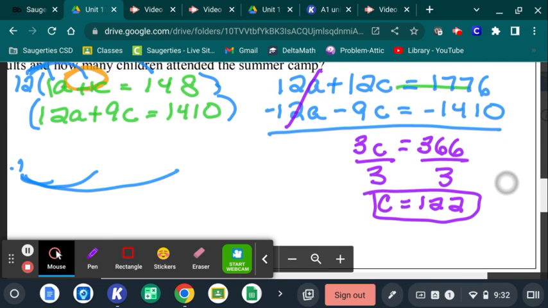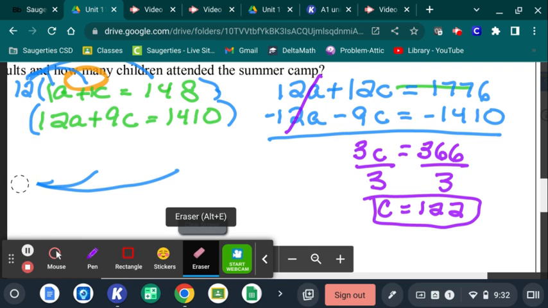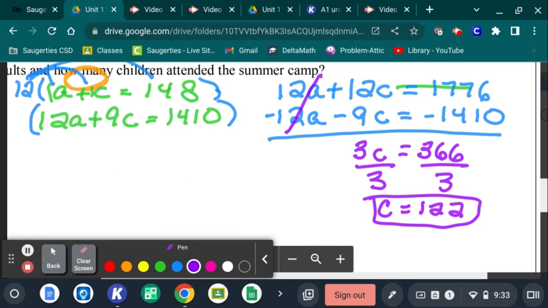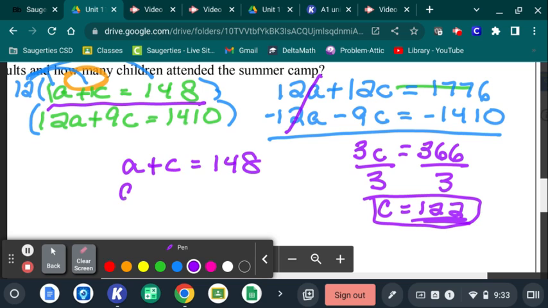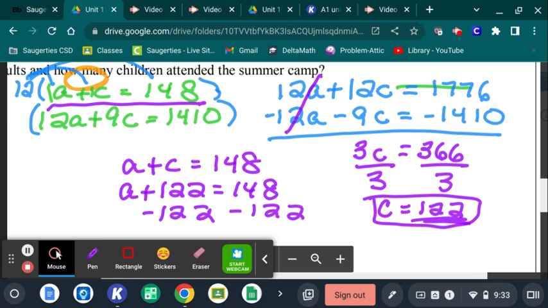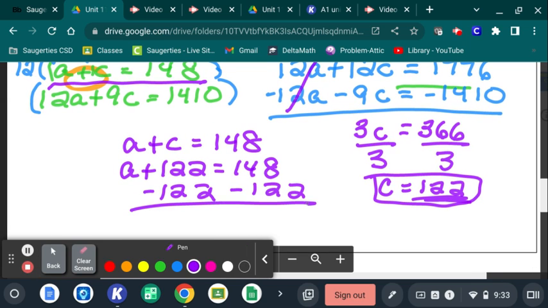Now we have to solve for A. Here's this mess. It's funny, sometimes things don't move. I'm going to use the first equation because it's way shorter than the other one. A plus C equals 148. So we know C is 122. So I'm going to plug that in. Solve for A: minus 122 on both sides. And we get A equals 26, I believe.